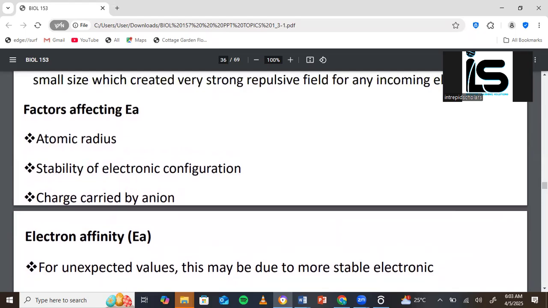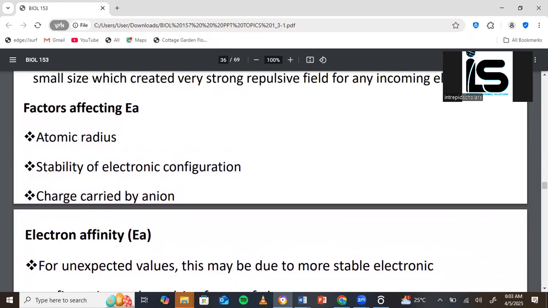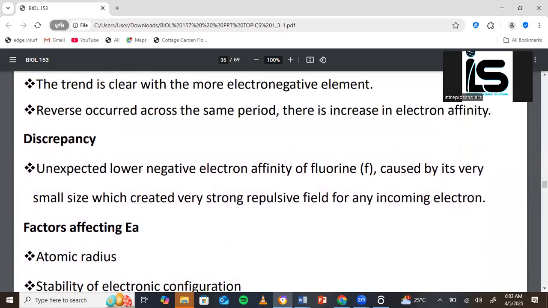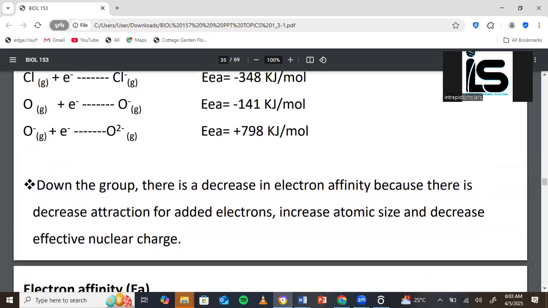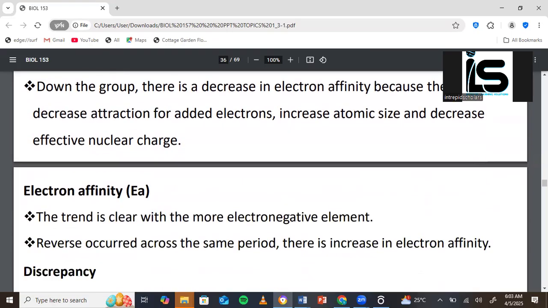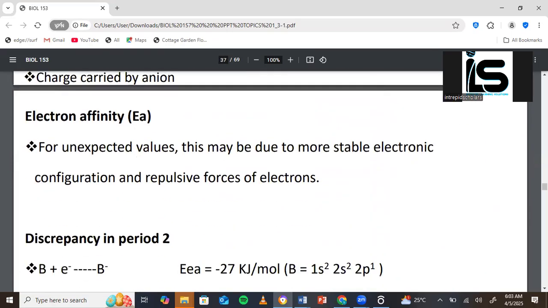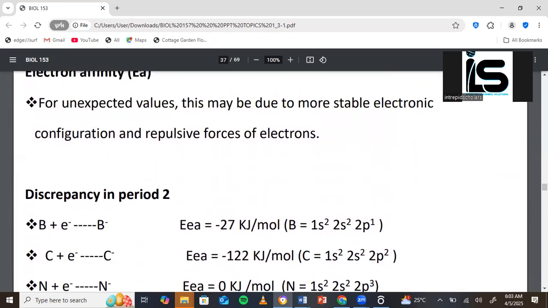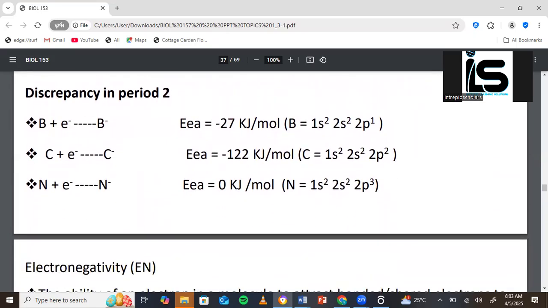Now, factors affecting electron affinity will be atomic radius and stability of the configuration, right? For a more stable configuration, if you're adding an electron, it's very difficult, so it has a low electron affinity. Then the charge carried. The example will be the O and then the O minus that I showed, right? If it already has a negative charge and you want to add another electron, because of the high repulsion, you need very high energy to add. That means it will have a low electron affinity, right? So that's for that.